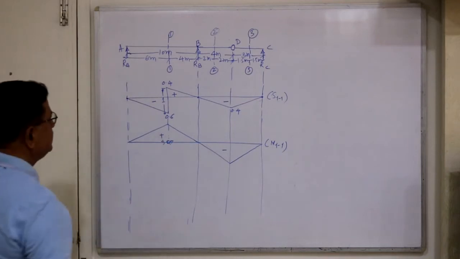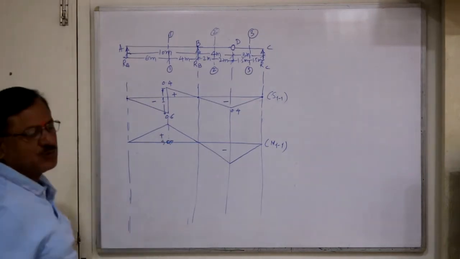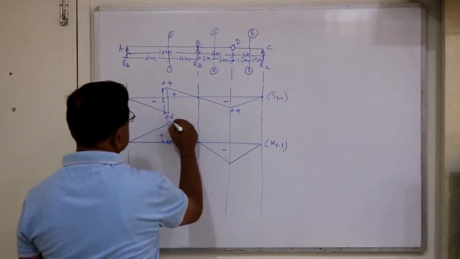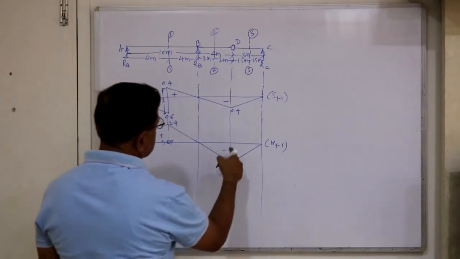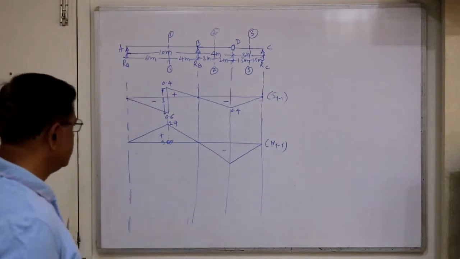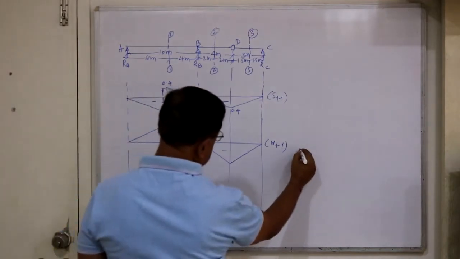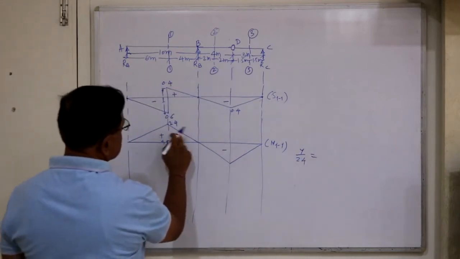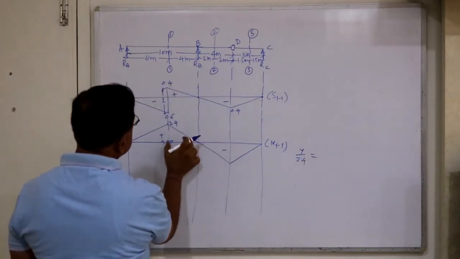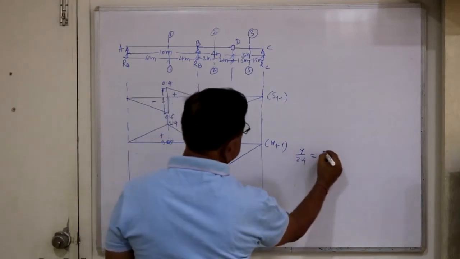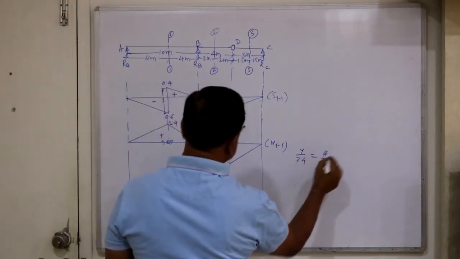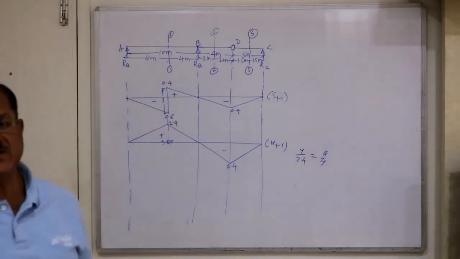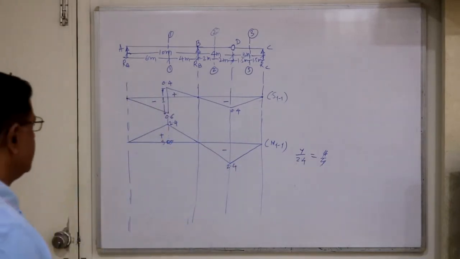This ordinate AB by L, that is 6 into 4 divided by 10, is 2.4. This is 2.4. And from similar triangles, you can find out, suppose this is Y, Y divided by 2.4 equals this height divided by this height, this base 4 divided by 4. So 2.4, this is also 2.4. Okay, now this is the ILD for M11.